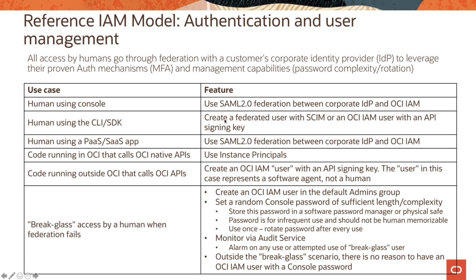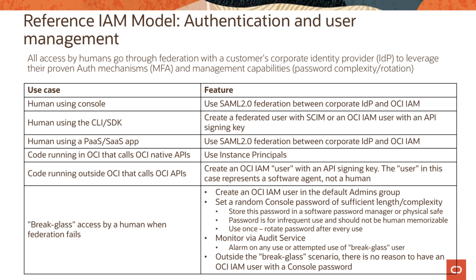And if it is some CLI or SDK kind of call in which you need auth tokens or API signing keys, then you create your federation using Oracle Identity Cloud Service or Okta and enable SCIM, the System for Cross-domain Identity Management, so that you can have these user credentials, or you can directly set up an IAM user with an API signing key to be able to use the CLI or the SDKs.